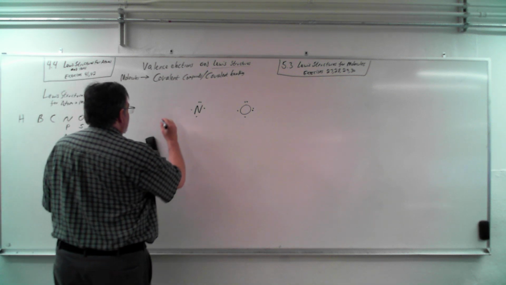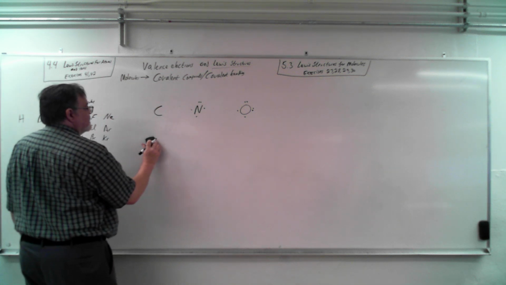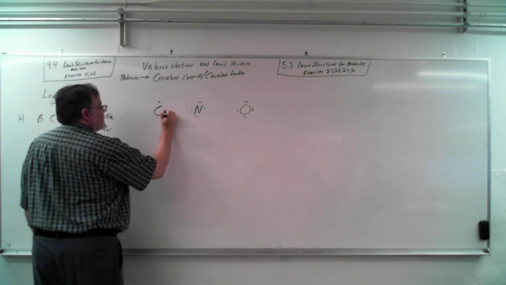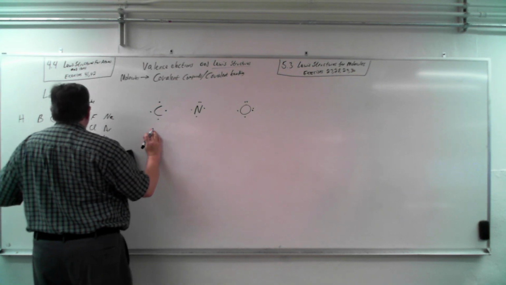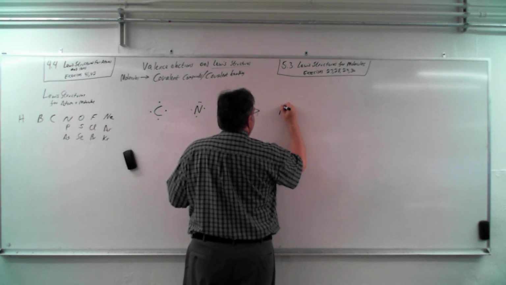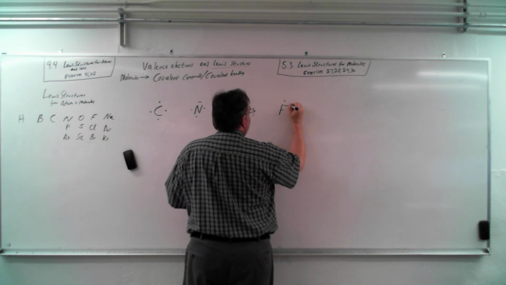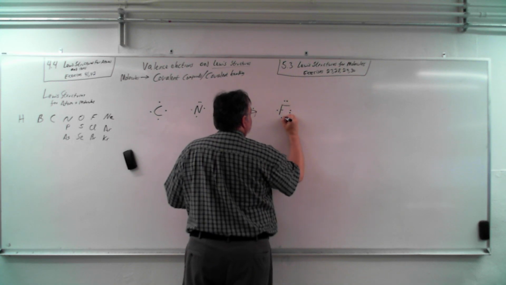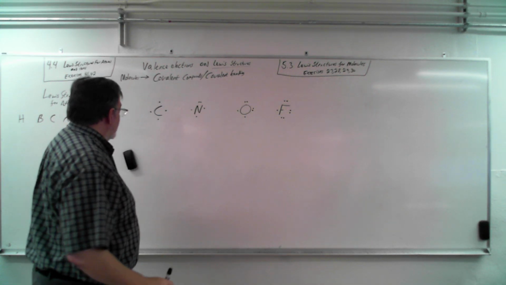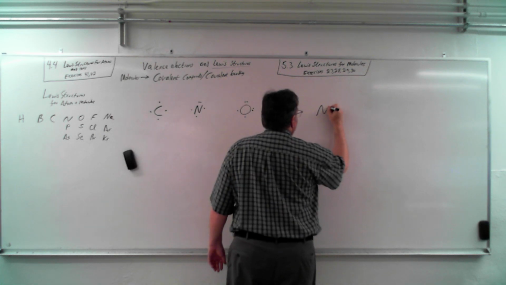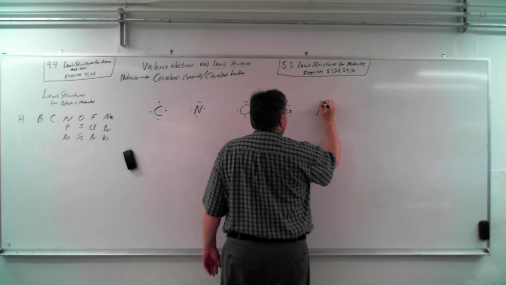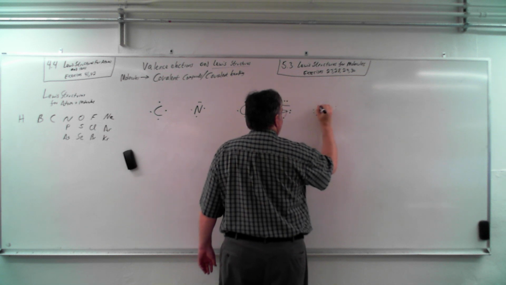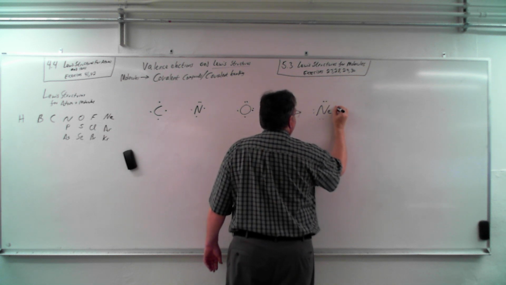Nitrogen, oxygen, I'll put carbon here. How many for carbon? 1, 2, 3, 4. Now go on out to fluorine. Fluorine is 7: 1, 2, 3, 4, 5, 6, 7. So there's a Lewis structure for fluorine. I'll do neon as well. Neon will be 8. If you count around, you'll go 1, 2, 3, 4, 5, 6, 7, 8, which means they're all pairs.